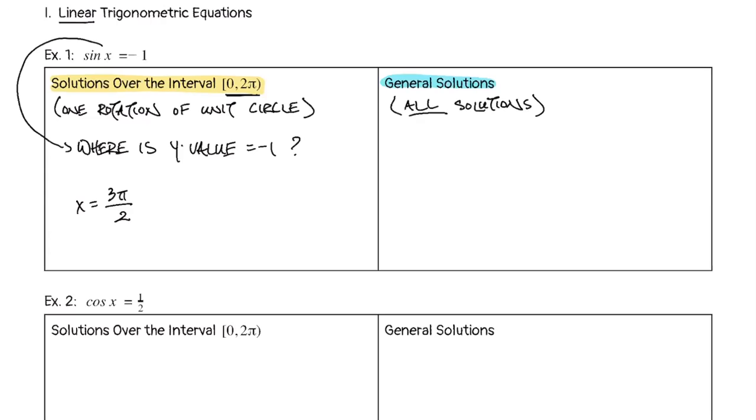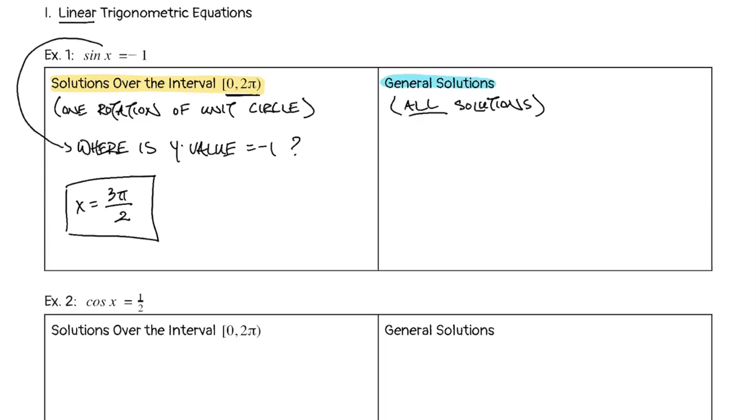There are some other angles. Actually, a lot of the other angles, things happen more than one time around the unit circle. But in this case, for this particular y value, it only happens one time, okay? So if we just said, find the solutions over the interval 0 to 2 pi, your answer would be 3 pi over 2. Okay?